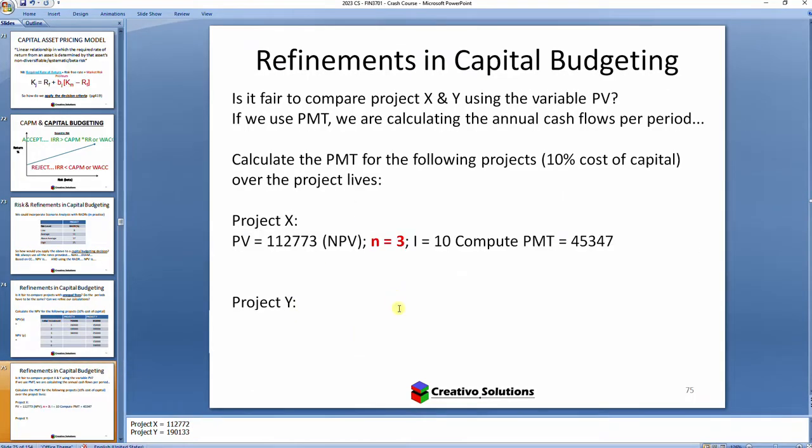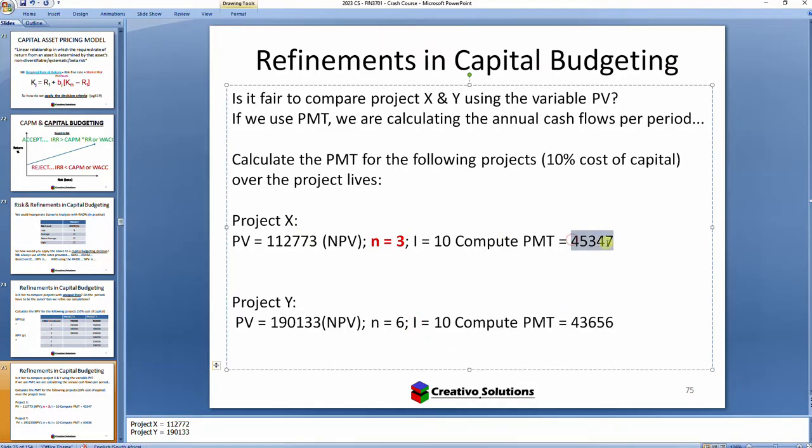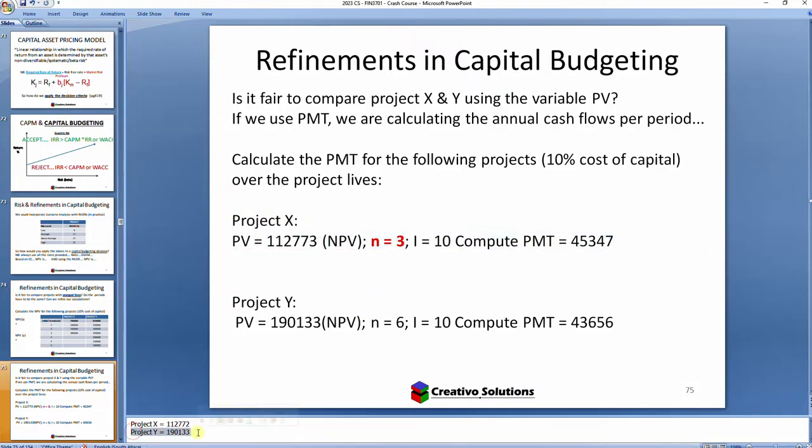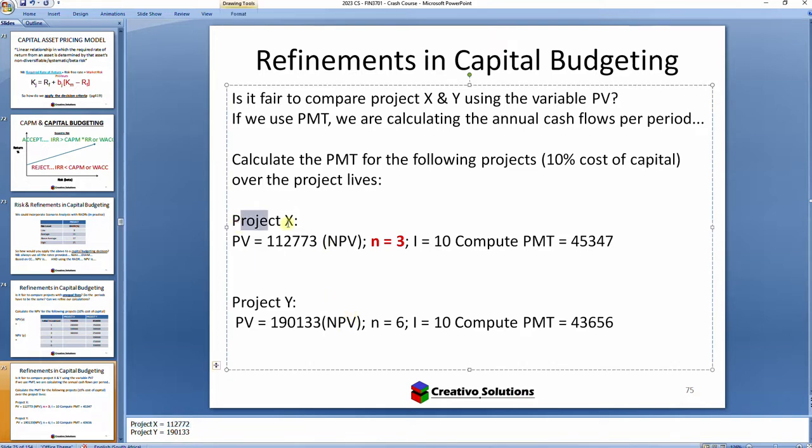If you do that, I'm just going to reveal the answers. You're going to get project X, 45,000, project Y, 43,000. So you can see if we're comparing apples with apples, looking at them on an annual basis, every year project X actually does better than project Y. Overall project Y does do better, but we need 6 years to get that higher NPV. Project X, in 3 years, has already generated that amount of value. So if we had a choice between X and Y, ultimately X would be better.